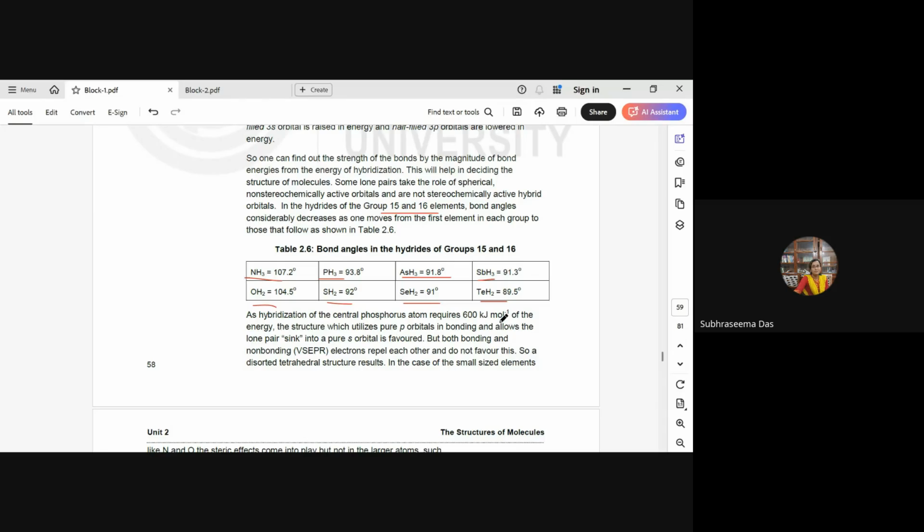It is favorable for it to go to the pure s orbital, but the bonding and non-bonding electrons prevent it, and it cannot go further into that. So what we see, because of these types of repulsion between the bonding and the non-bonding electrons and other factors, is that the structure which was supposed to be tetrahedral becomes a distorted tetrahedral.